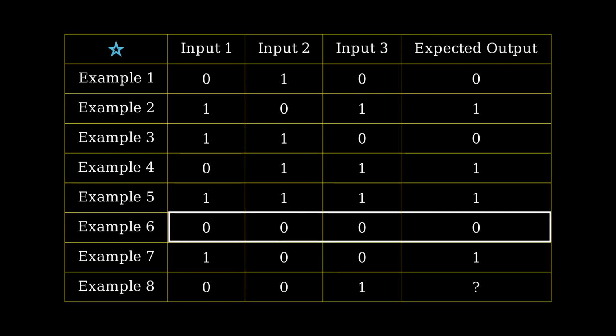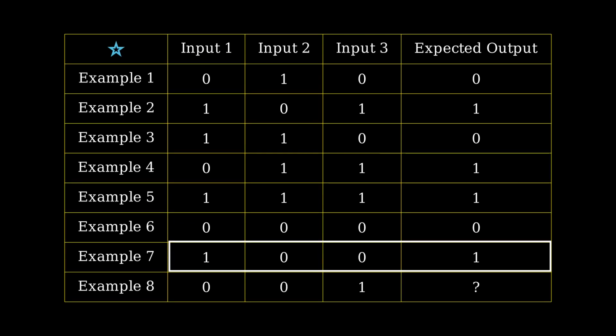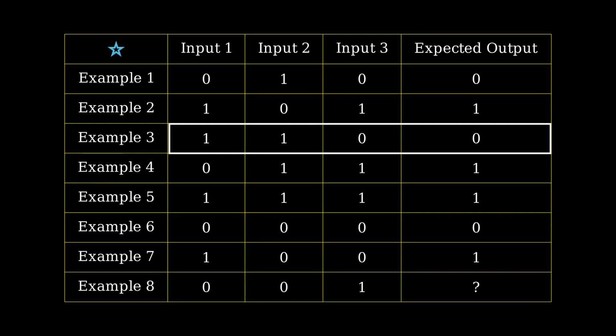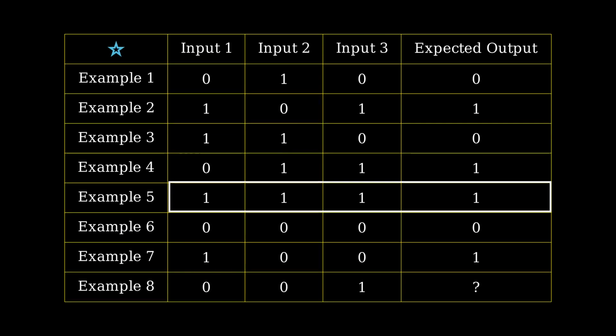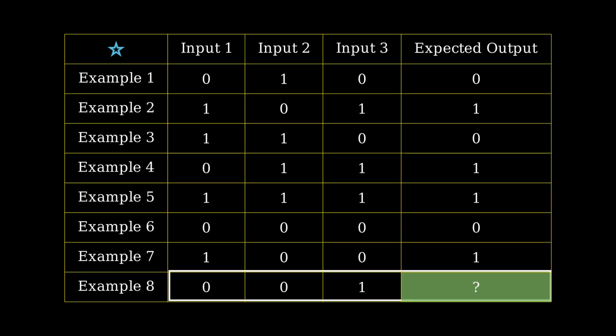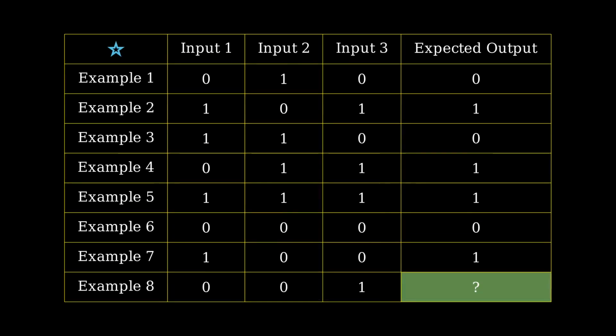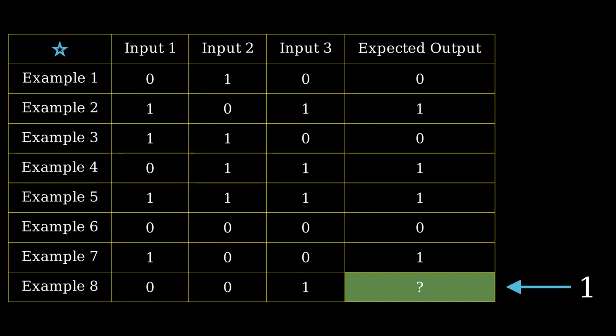If the first input is 0, the output should be 0. If the first input is 1, the output should be 1. But if the second input is 1 and the first input is 1 too, then the output should be 0. And if the third input is 1, then the output should be 1 as well, irrespective of the other two inputs. So in our last example, the output should be 1.